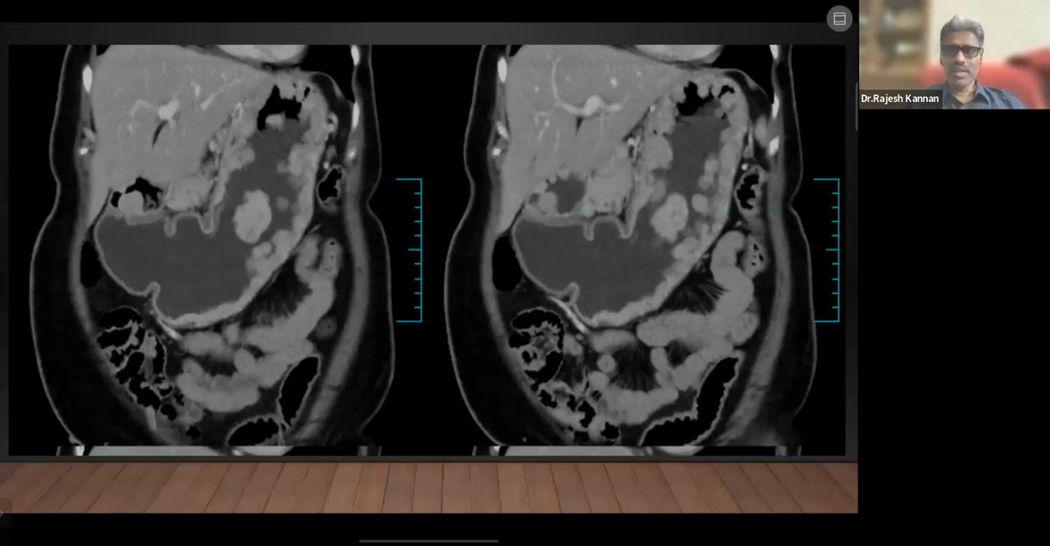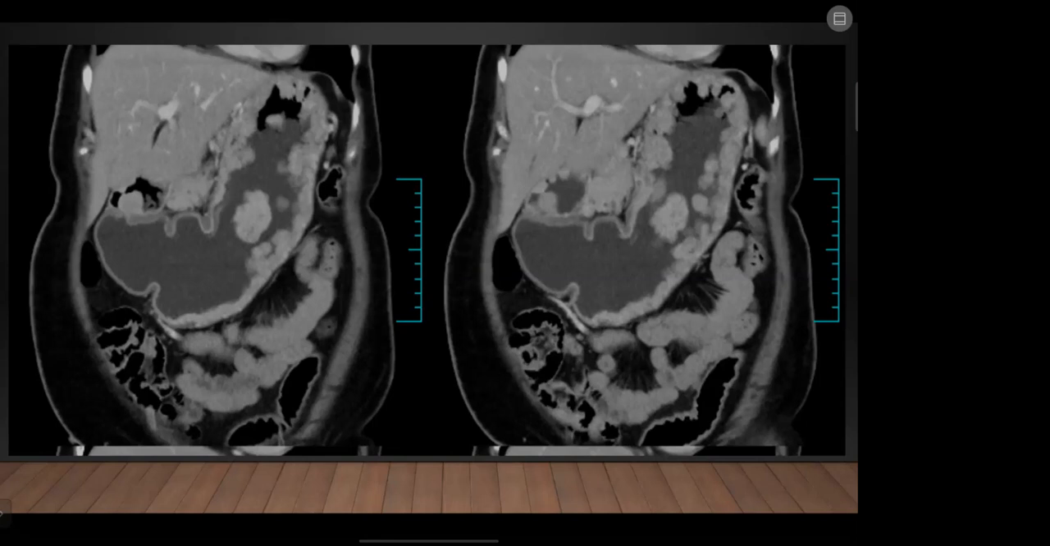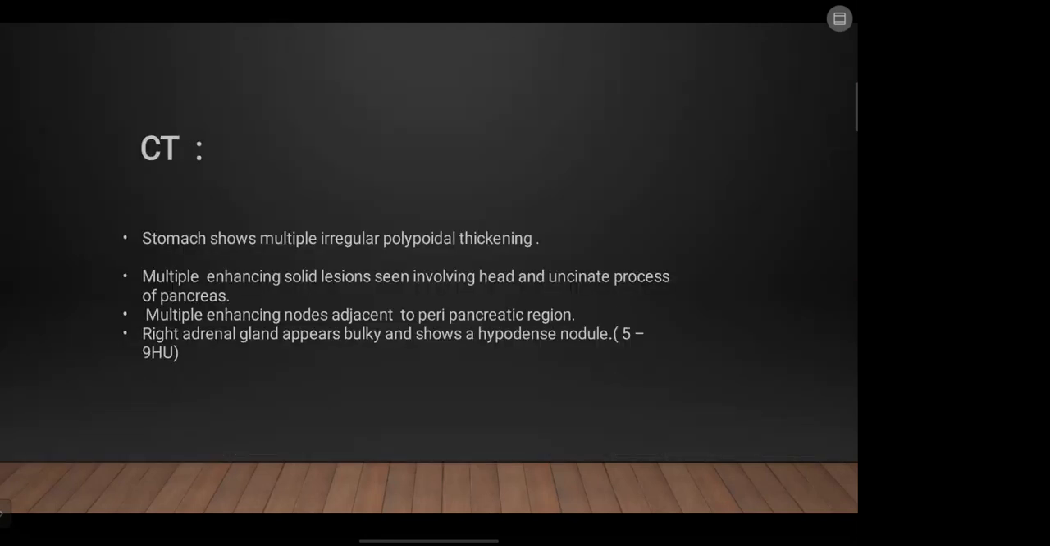Okay, I'll recommend the other delegates, whoever is interested, can give their answer or the diagnosis in the chat. We can discuss and we can say why it is not that particular diagnosis. Okay, I can move on. Yes, sir. So these are the CT findings.